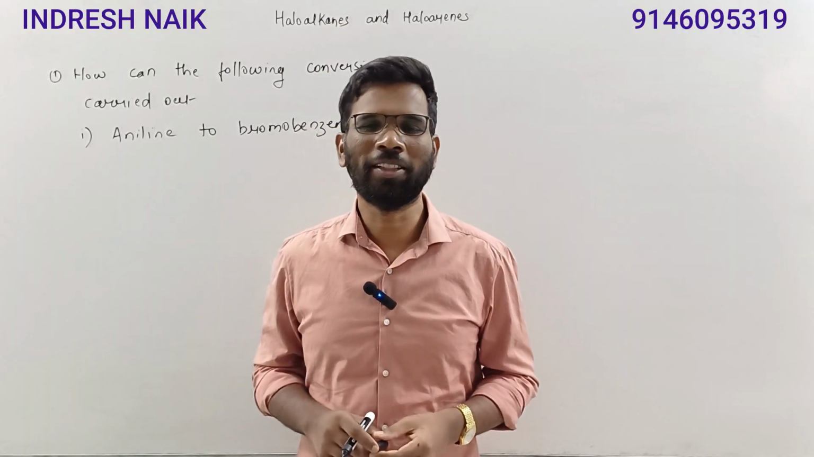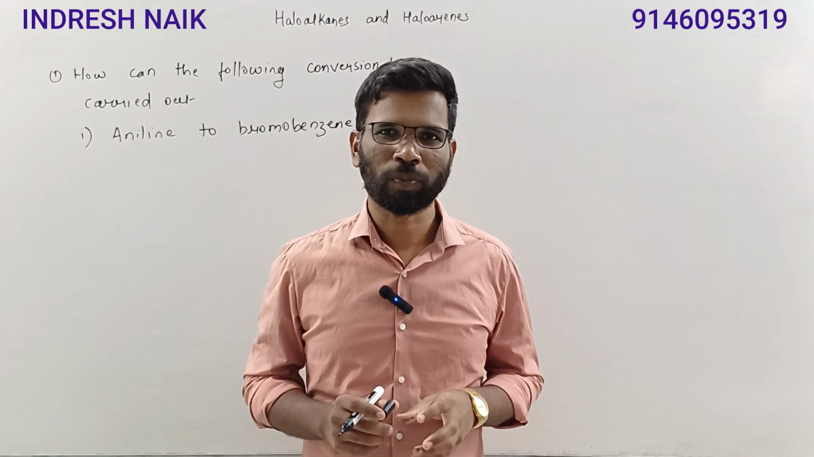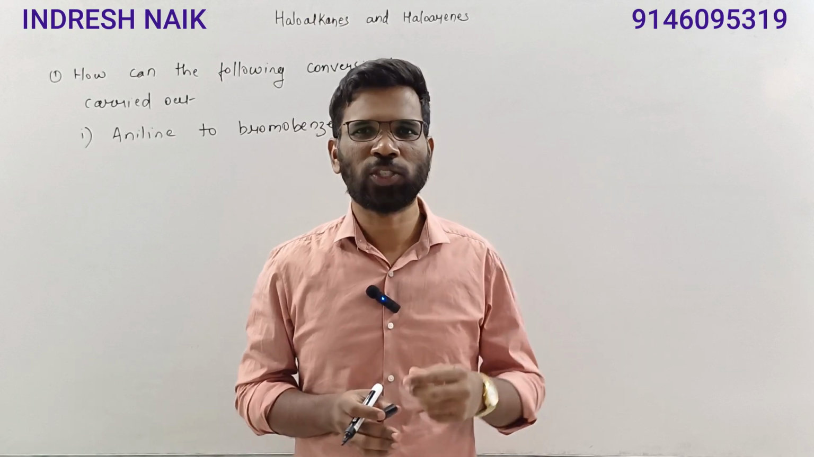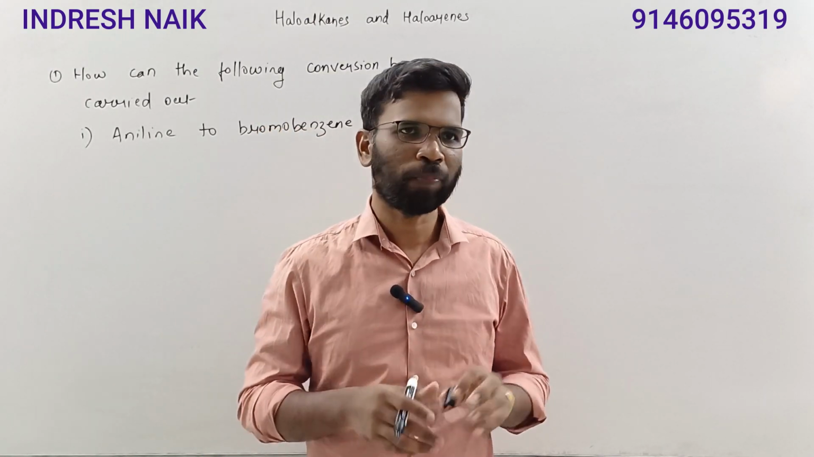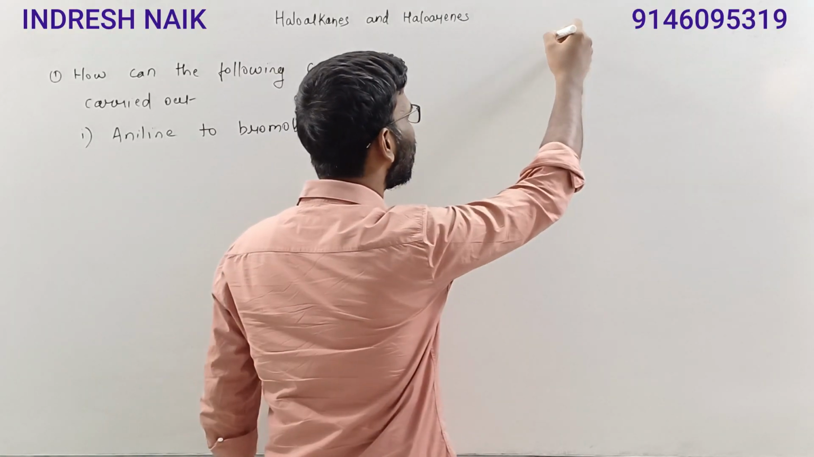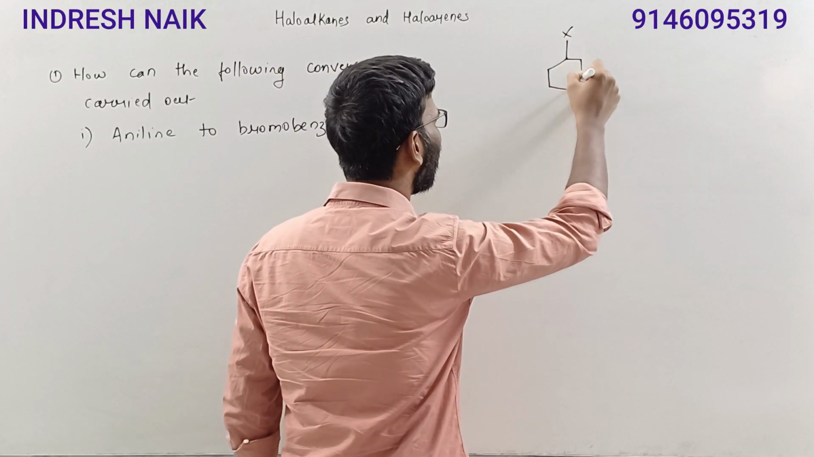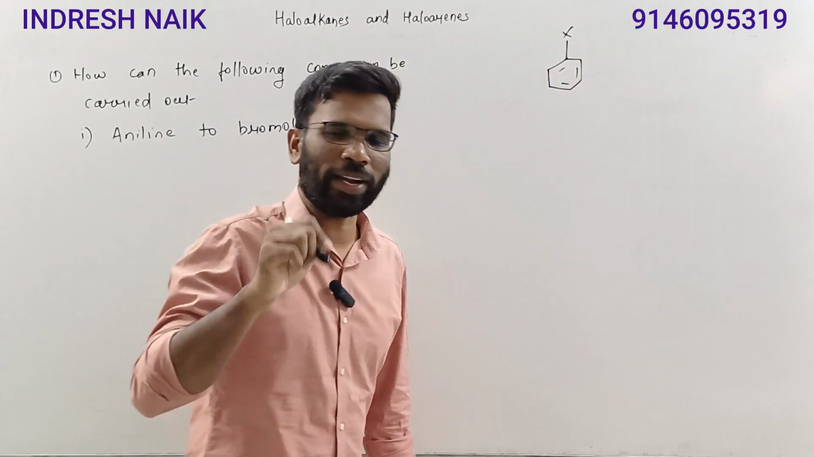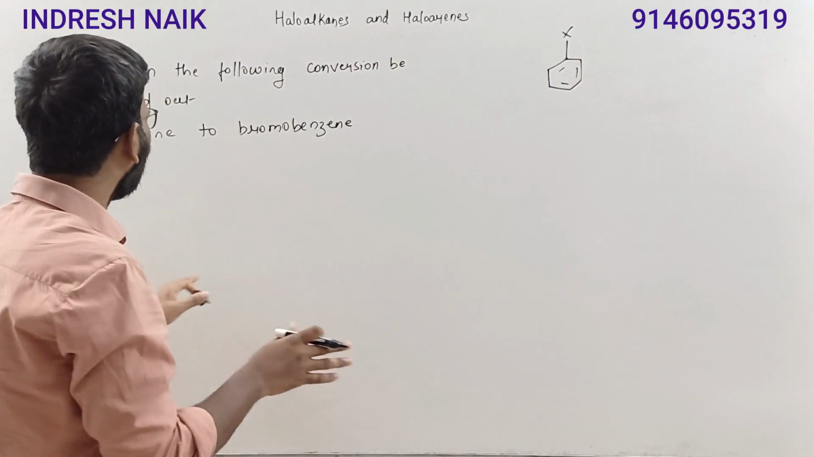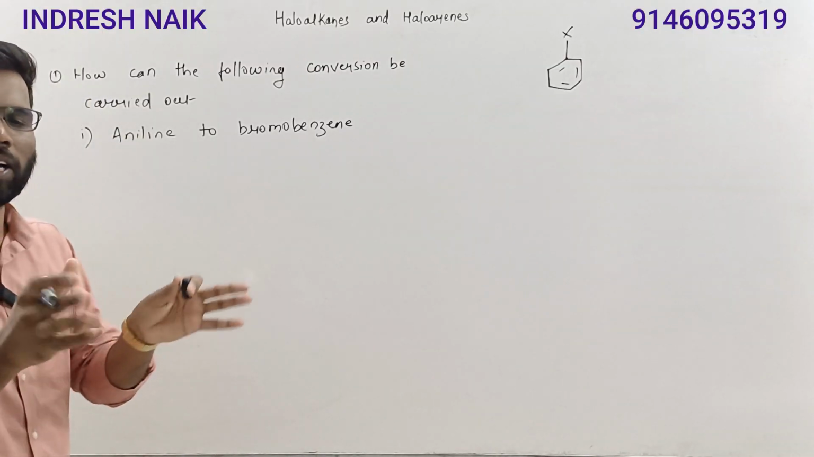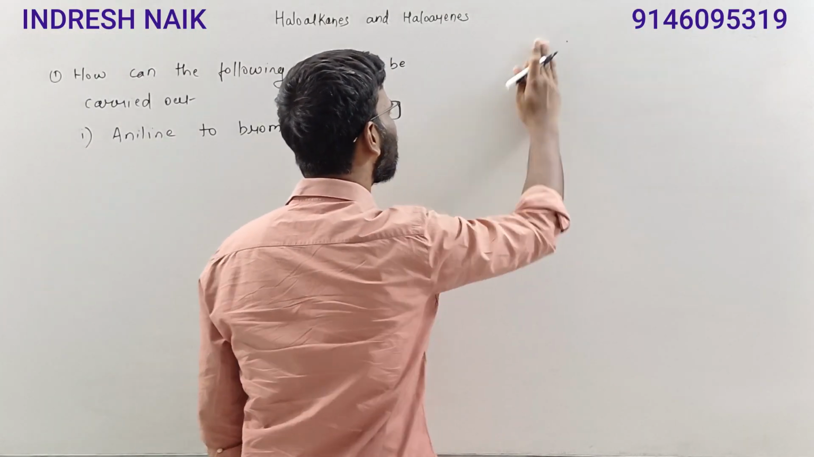Hello students, in this lecture we are going to learn concepts related to haloarenes. We'll learn the preparation methods as well as revise chemical reactions related to haloarene, right? So what is a haloarene? In simple terms, halogen connected to the aromatic ring, and in your syllabus the only aromatic ring we study is benzene. So benzene connected to halogen. Here there is a first question: convert aniline to bromobenzene.